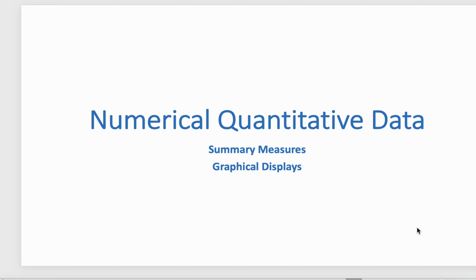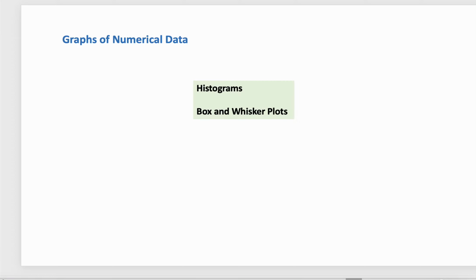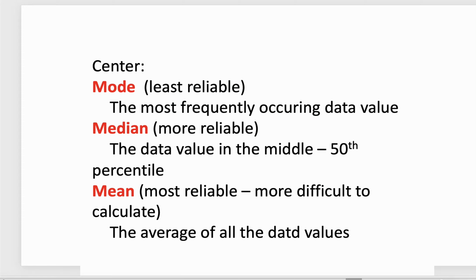This video will describe the two most popular graphs of quantitative data and then go on to describe the summary measures that are typically used to describe the center and the variability of the data. The graphs will be histograms and box whiskers plots.